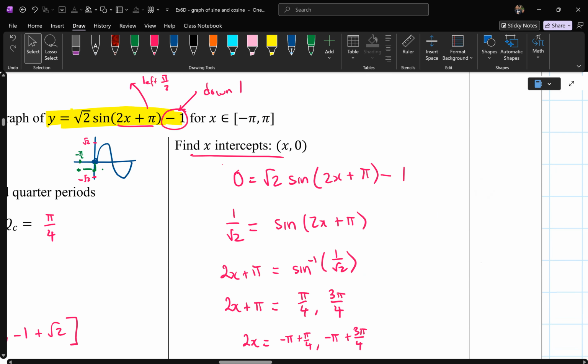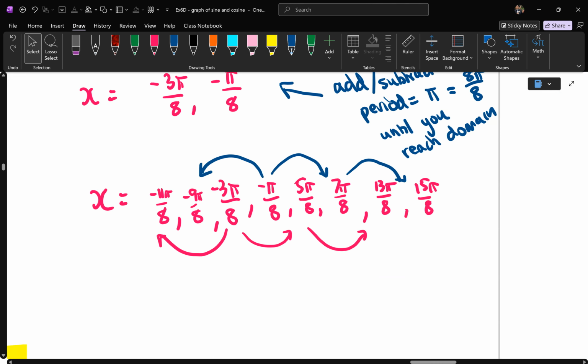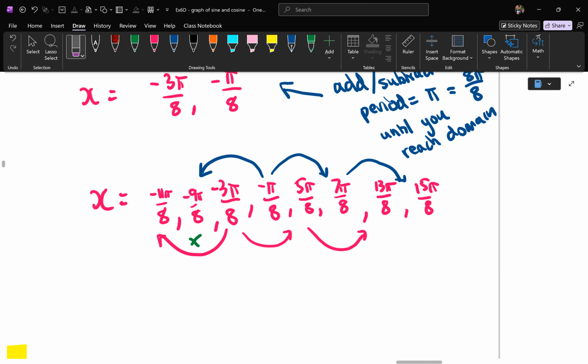Alright, so what's the domain? Negative pi to pi. So the ones we take. You still have it to the boundary.